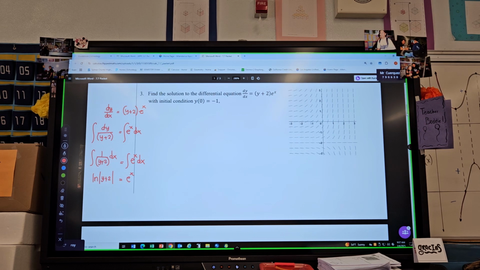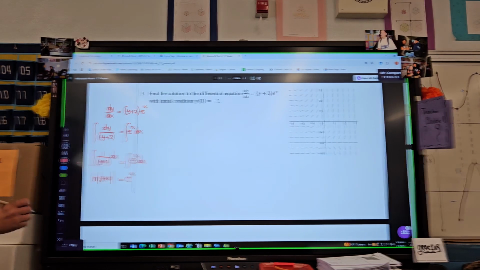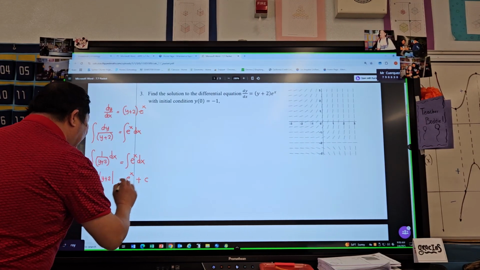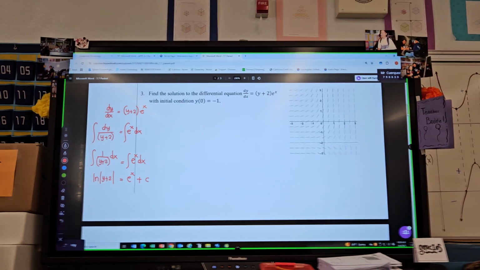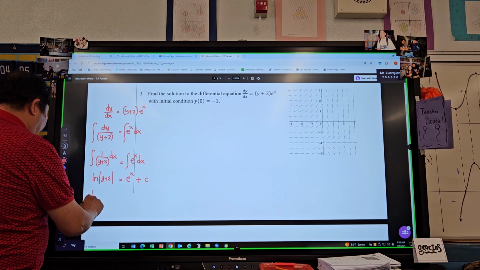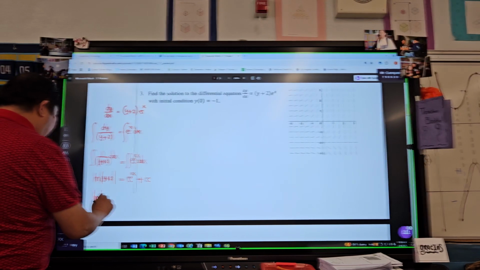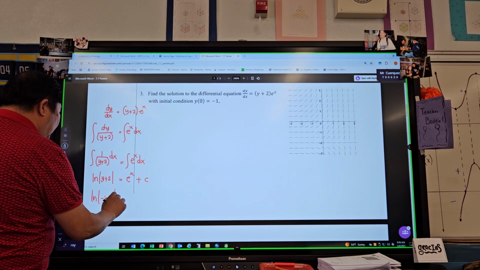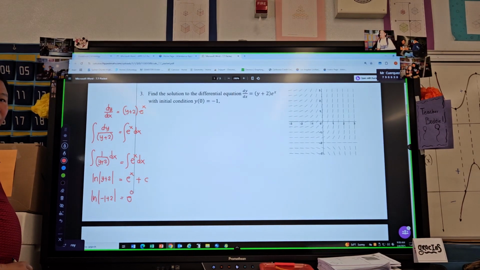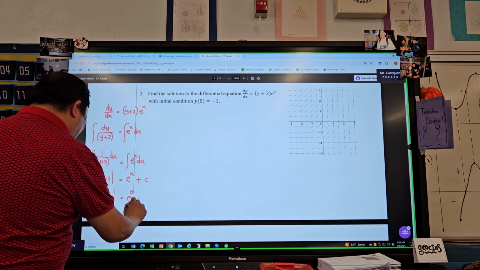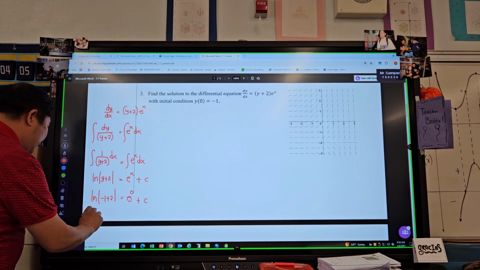We're missing the plus here. We need to add this here. Can we now plug in plus c? Yeah, plus c. Can we now plug in the condition? Oh, we can. So can you do it? What is y? Negative 1, right? Yeah. So which means ln negative 1 plus 2, and then e to the power of 0, right? Is plus c.